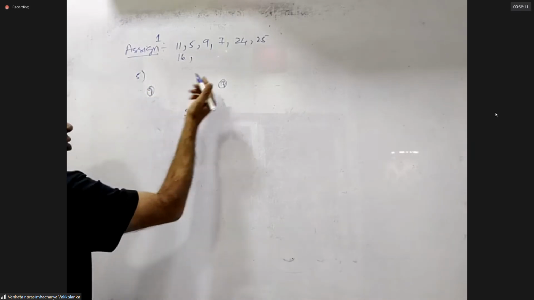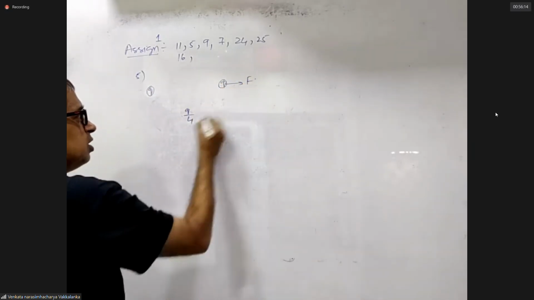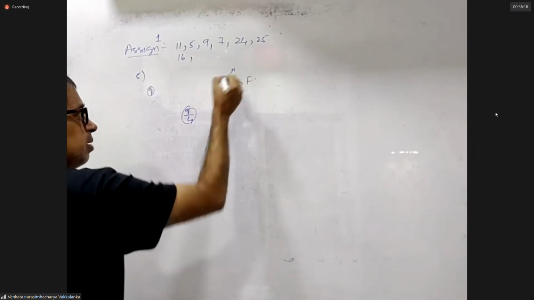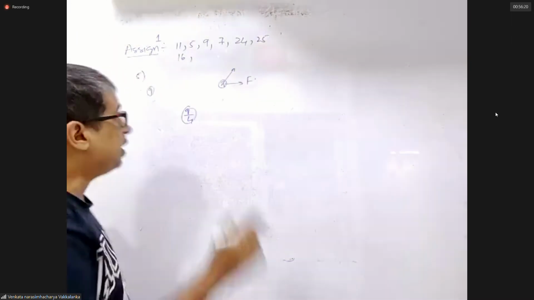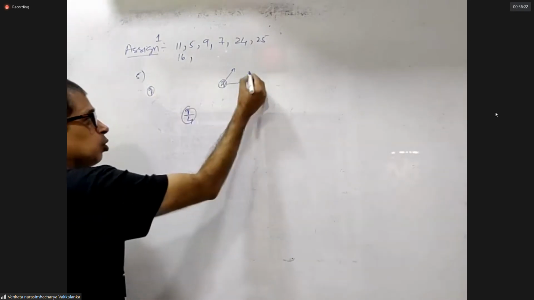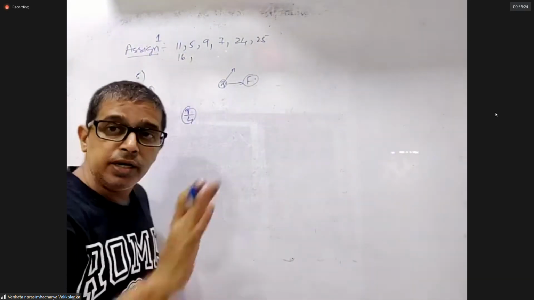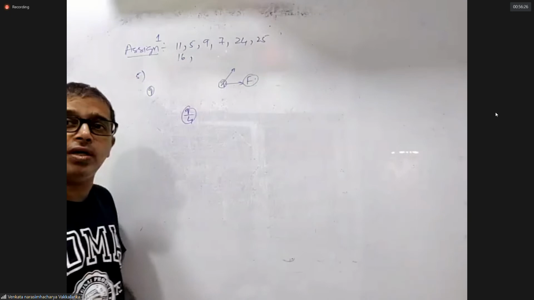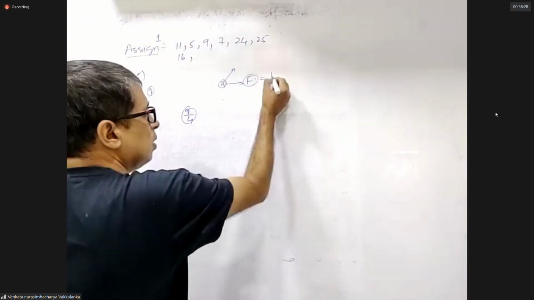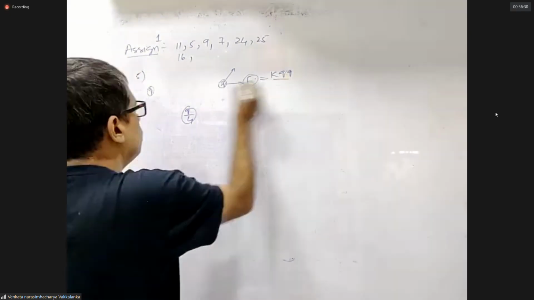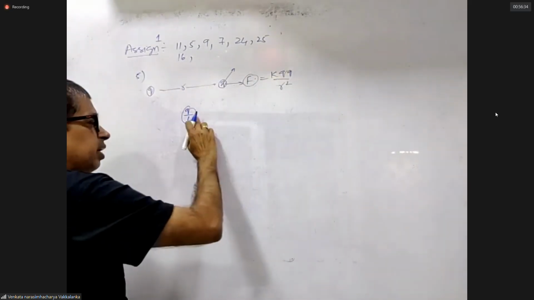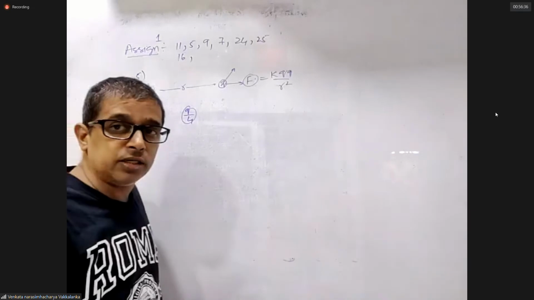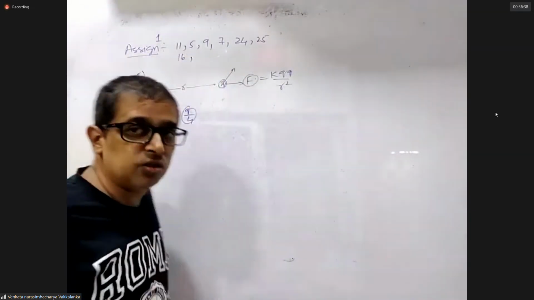The force on it due to this will remain the same. This will not change. Because of this, there may be an additional force and the net force on it may change. But the force on Q due to Q will remain the same. It is not affected by the presence of a third charge. This force will be KQQ by R square. Only the net force on this may change.